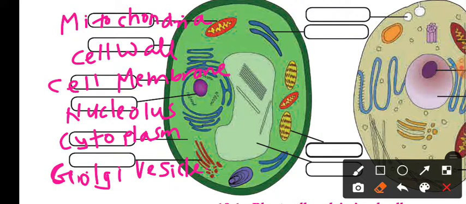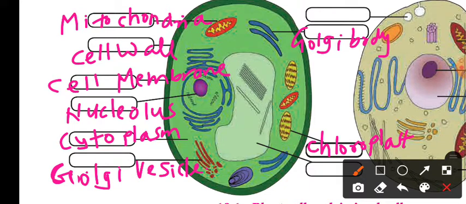Then on the other side, this one is a Golgi body. And this one is a chloroplast. And the last one is the vacuoles. So these are the parts of the plant cell, or the cell organelles of the plant cell.